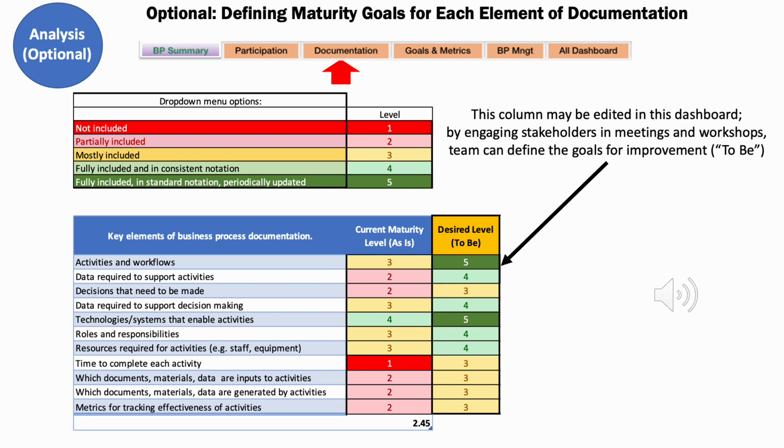This part of the dashboard gives the improvement team an opportunity to define the desired or to-be maturity level for each of the aspects of documentation. The goals for improvement levels of maturity are entered into this column. At this point, since this assessment is a quick process that happens in the early stage and before detailed business process models have been developed for as-is and to-be business processes, identifying the desired or to-be level helps the team prioritize and sequence the improvements of process documentation.